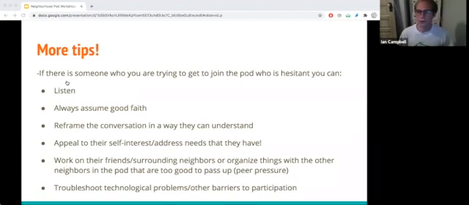That can always be really helpful. You can appeal to their self-interest or address the needs that they might have. You can work on their friends or surrounding neighbors, so finding someone that they do know and do like, right? And getting them to join, so that if maybe they join, then that friend will join too. You can organize things with the other neighbors in the pods that are just too good to pass up. So a little bit of peer pressure, right?